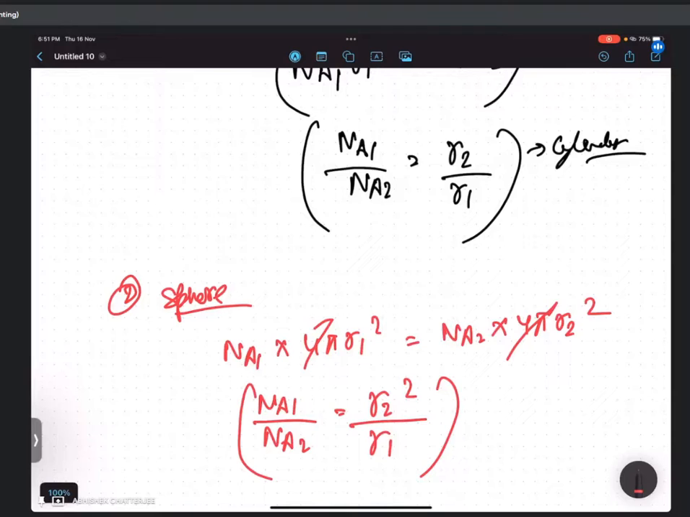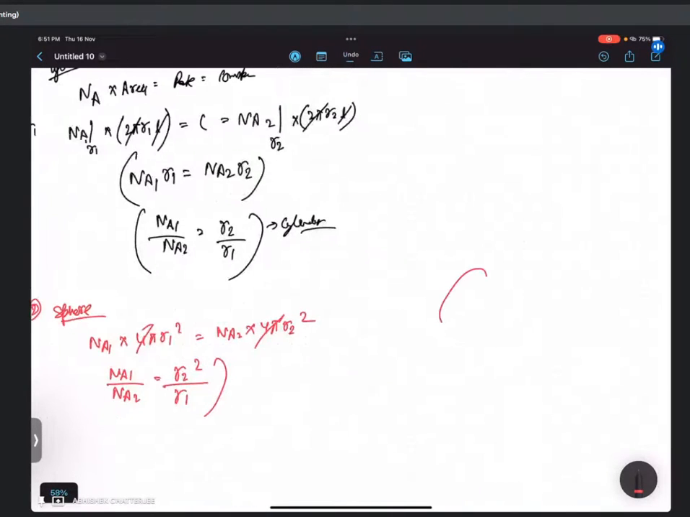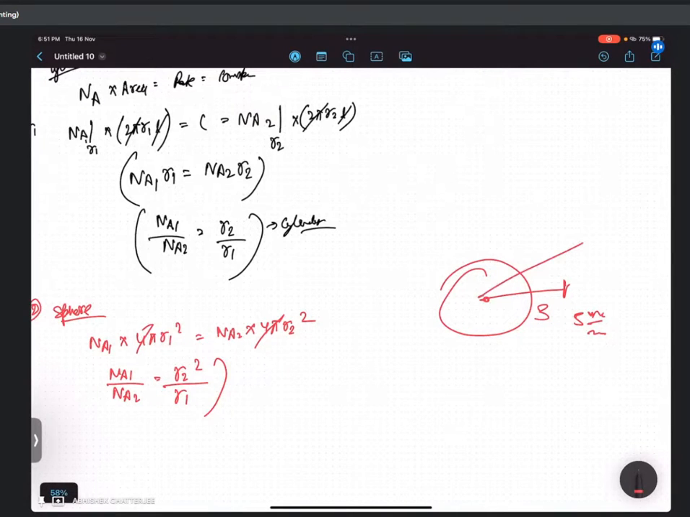From here, very basic problems come. It has come in GATE PYQs also. What happens is that they say that a naphthalene ball is there, and suppose at a distance 3 centimeter, the flux is like 5 mole per meter square second, and at a distance of 9 centimeter from the center, what will be the flux, Na2? So you can use this approach directly. You can calculate it. Getting it?